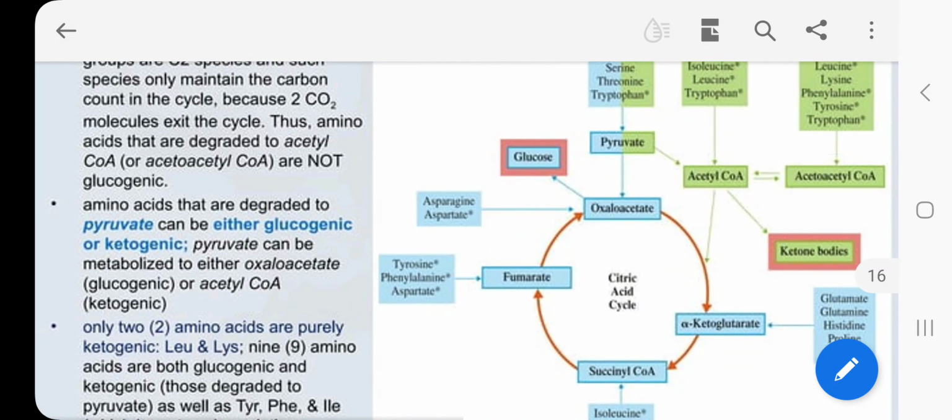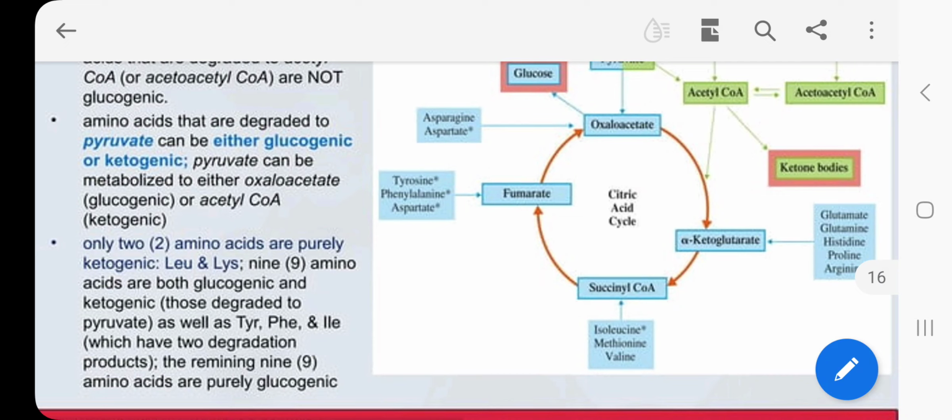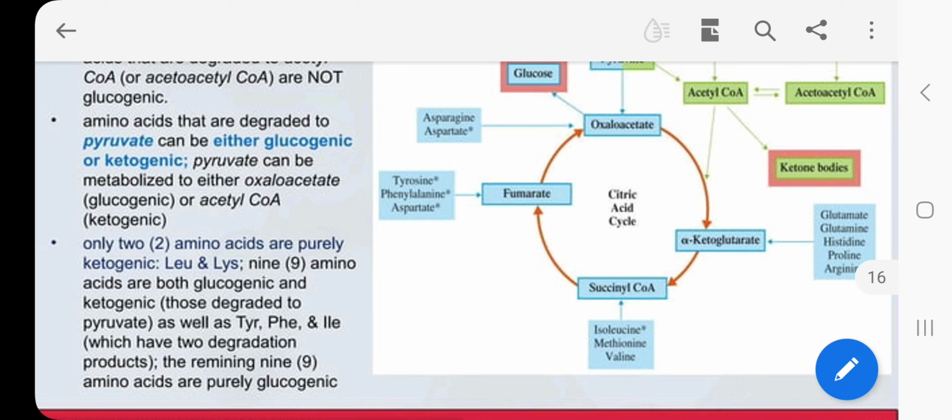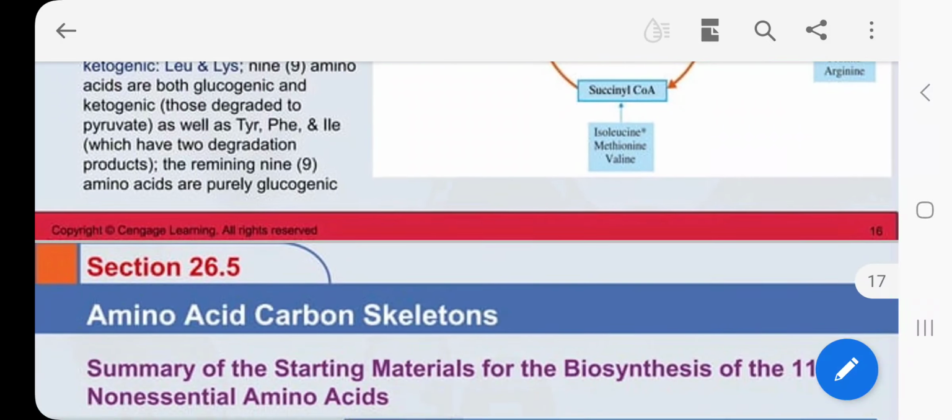Okay, let's go back to the cycle, citric acid cycle. From oxaloacetate to alpha-ketoglutarate, kailangan niya ng acetyl-CoA. Tama? And alpha-ketoglutarate to succinyl-CoA, and succinyl-CoA to fumarate, and back to oxaloacetate. So, only 2 amino acids are purely ketogenic. Ano yung dalawang yon? It's leucine and lysine. 9 amino acids are both glucogenic and ketogenic. Ano yung mga yon? Those degraded to pyruvate as well as tyrosine, phenylalanine, isoleucine, which have 2 degradation products. Okay, so the remaining 9 amino acids are purely glucogenic.